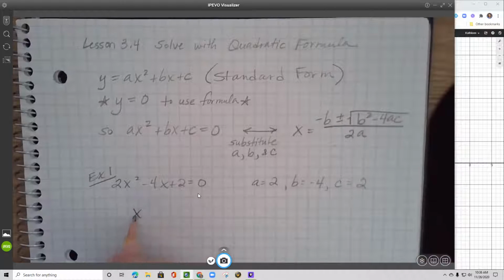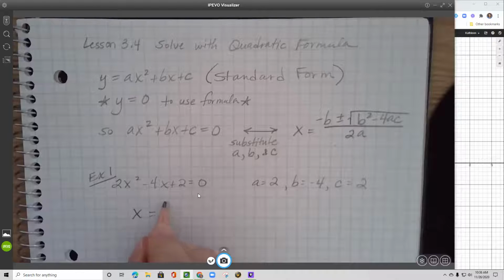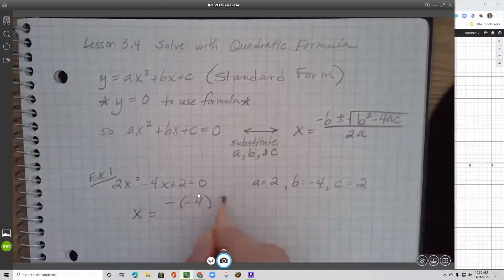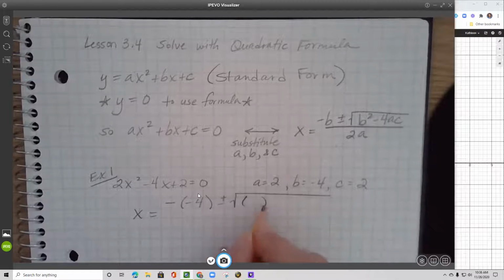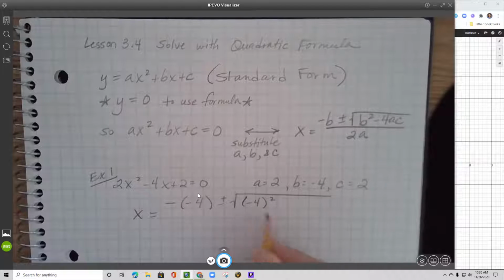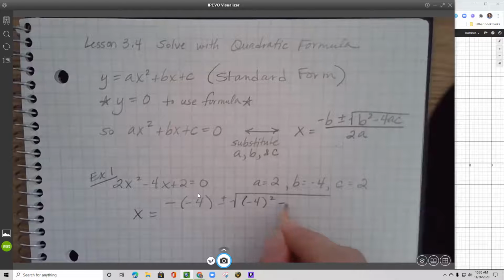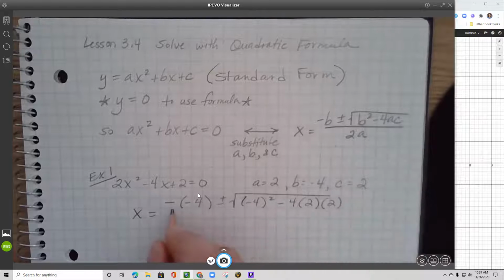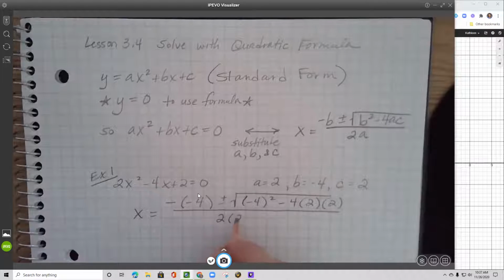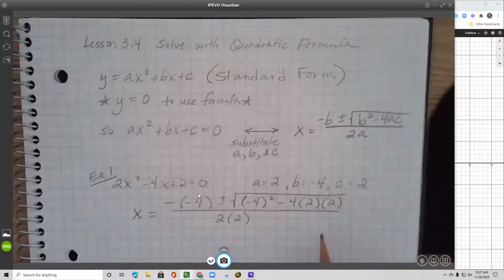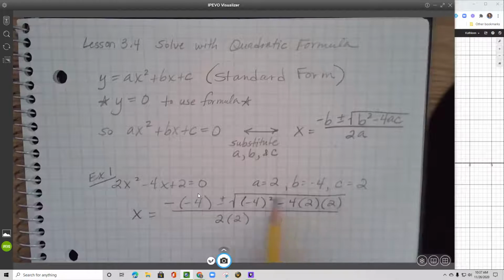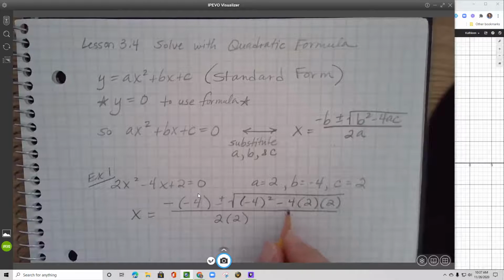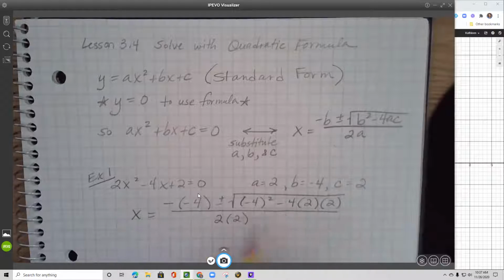So when I substitute into quadratic formula, it'll look like negative 4 plus or minus square root negative 4 squared, minus 4ac. Make sure you use parentheses when you substitute. This is all divided by 2a. So I've substituted. First thing I'm going to do is simplify this part under the radical. This part of my formula is called the discriminant.